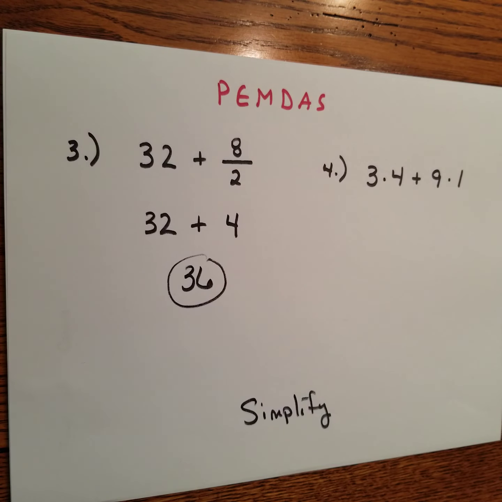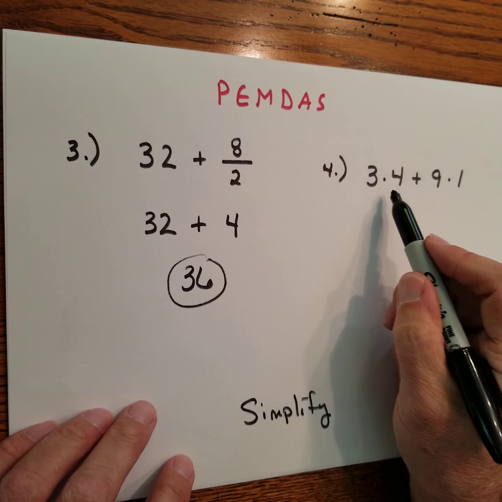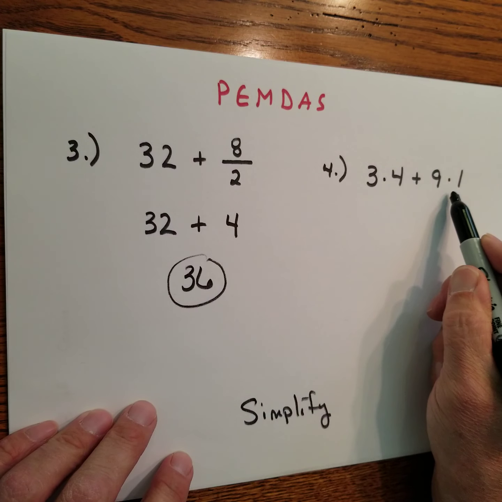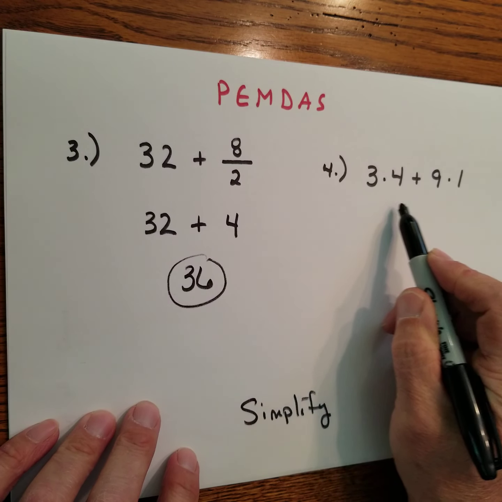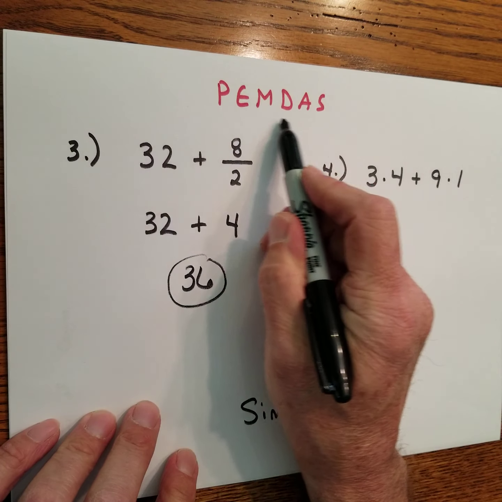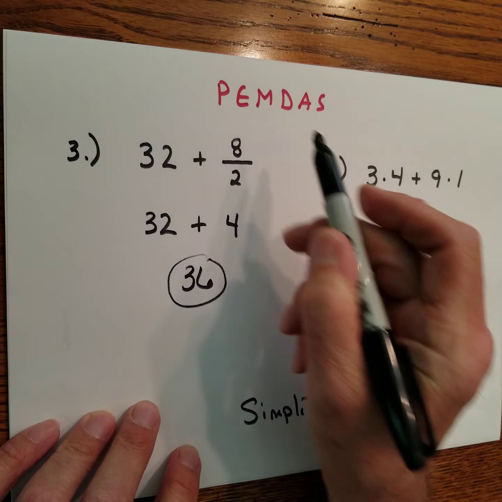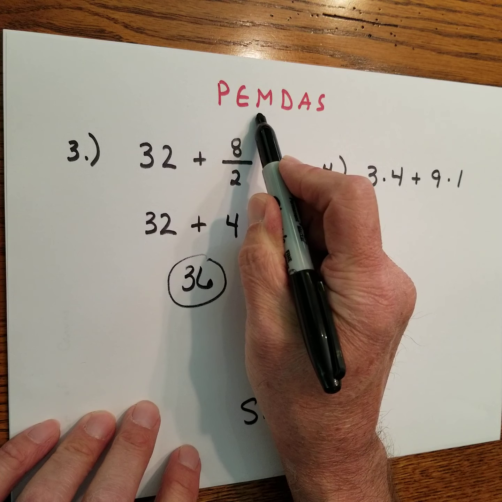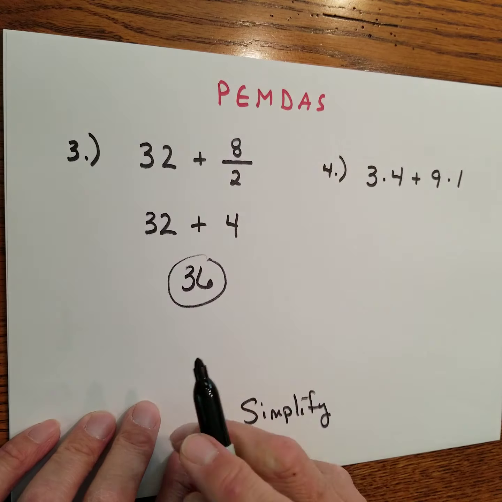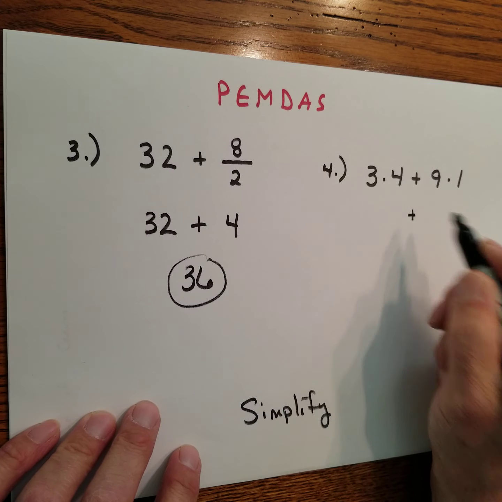Take a look at number 4. I have multiply, add, multiply. Now we never just go left to right. We have to follow the rules of PEMDAS. Multiply, add, multiply. Do all multiplications before you do any additions. Let's do the multiplications first.